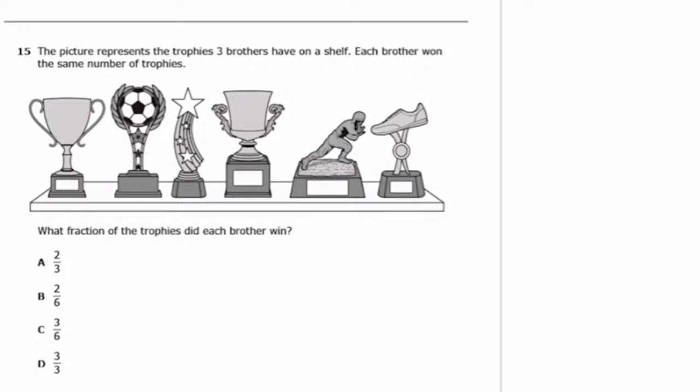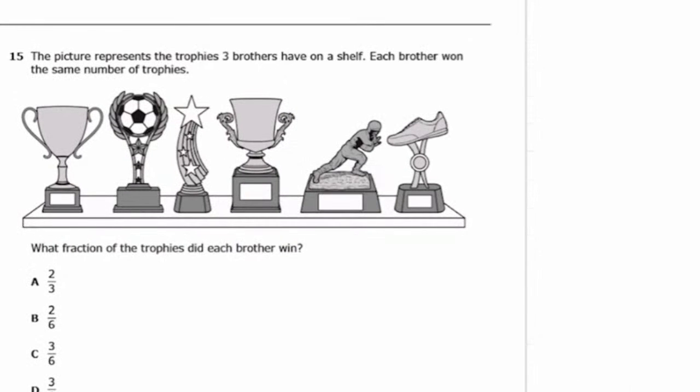It says, the picture represents the trophies 3 brothers have on a shelf. Each brother won the same number of trophies. So in this case, there are a variety of ways that you could think about this problem, but I will be showing one way that you can do this. And the way I would do this is that it says that each brother won the same number of trophies. So what we can do is we'll use red for one brother, blue for one brother, and green for one brother. And let's just start distributing these trophies equally between each person.